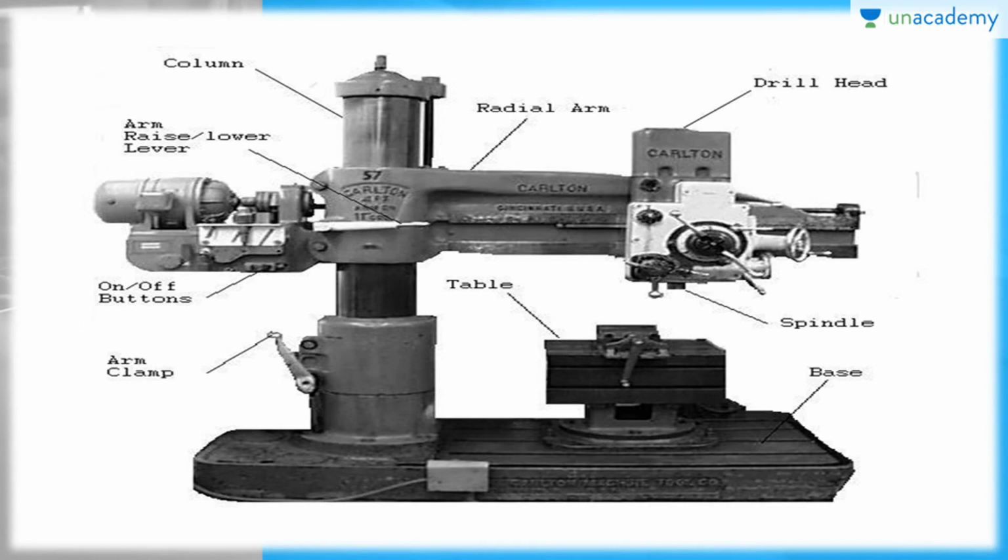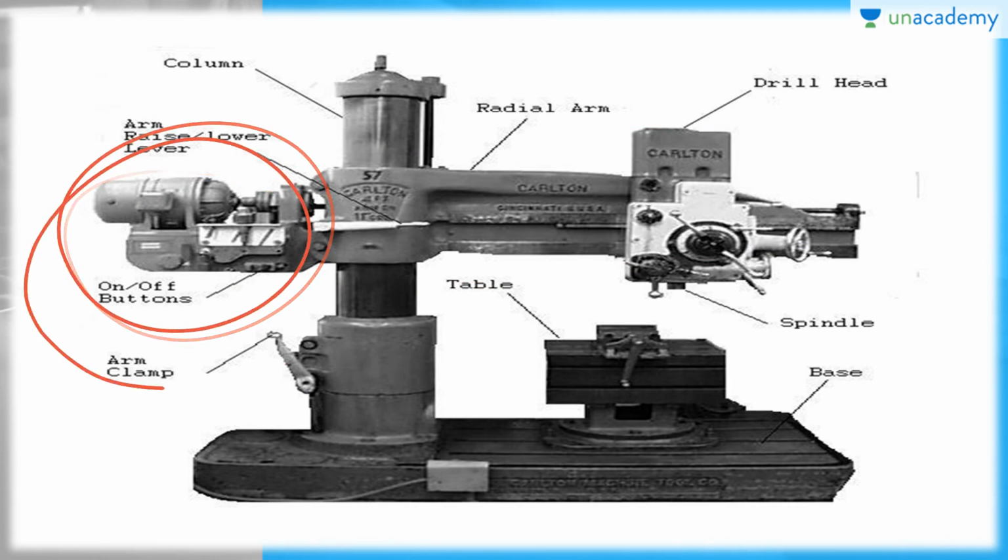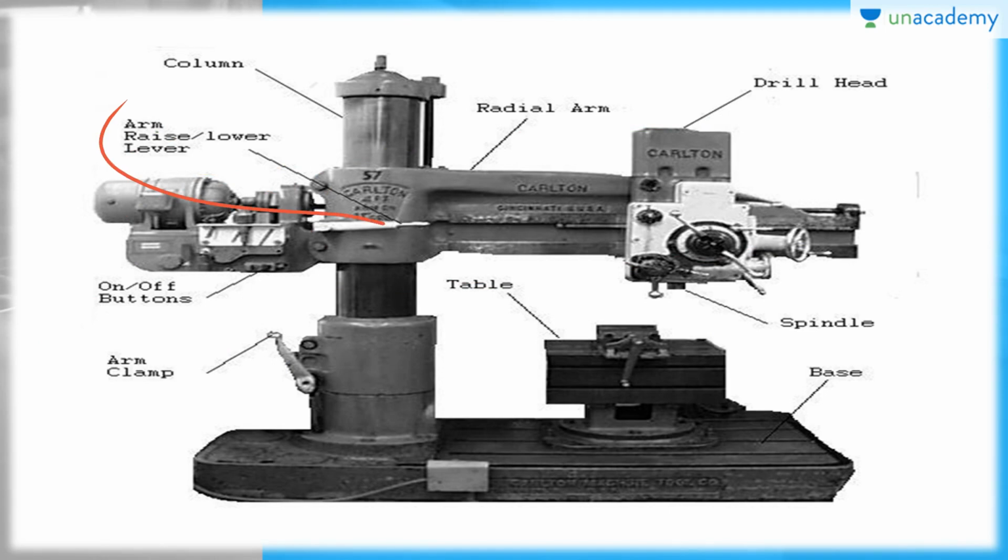So you can see this is the diagrammatic representation of a radial drilling machine. The very heavy radial arm, the drill head, the spindle base, the arm clamp, the on-off buttons, the motor which I was telling, and the arm which can be raised or lowered with the help of a raise or lower lever.